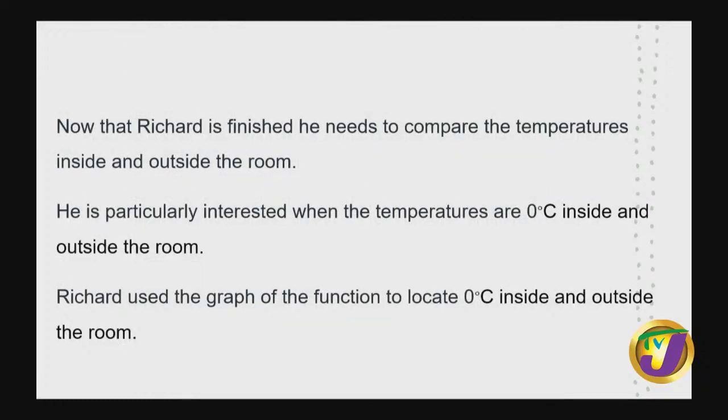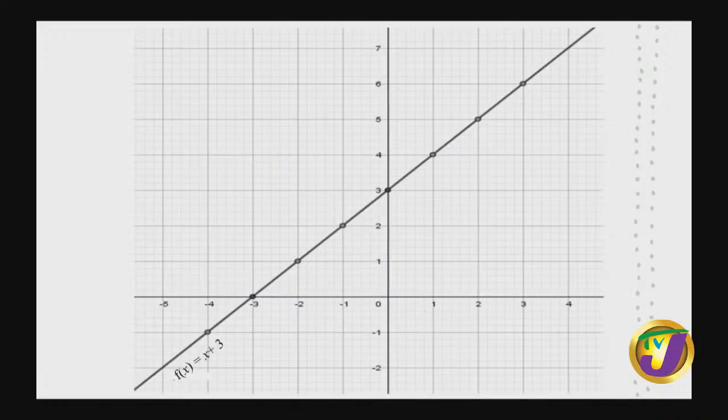All right, so now that Richard is finished, he needs to compare the temperatures inside and outside of the room. He's particularly interested when the temperatures are at 0 degrees inside and 0 degrees outside the room. Richard used the graph of functions to locate 0 degrees inside the room and 0 degrees outside of the room. So let's go back to our graph.